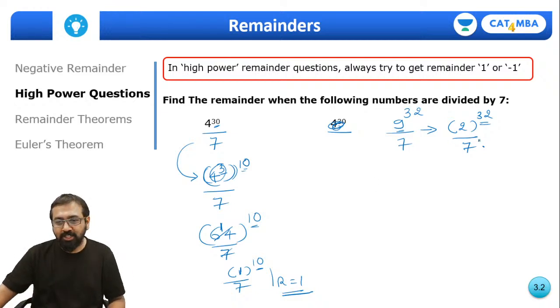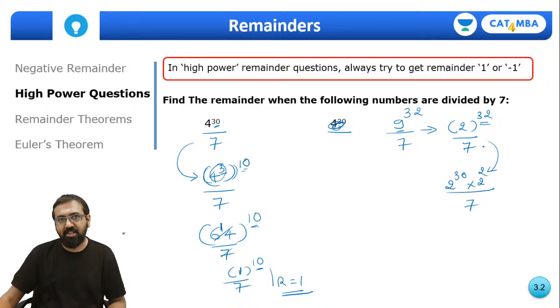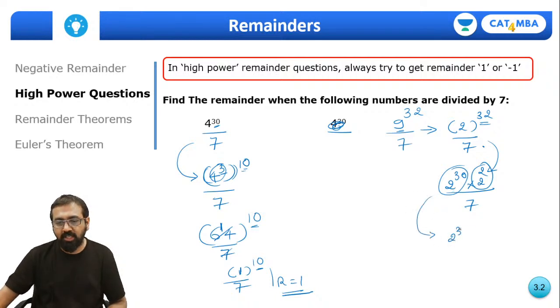So 2 raised to 32 can be written as 2 raised to 30 into 2 raised to 2. Now we need to divide this by 7, right? 2 raised to 2 is a very small number, 4, so we can put it aside for the time being. Let's focus on this 2 raised to 30 part. Now 2 raised to 30 can be written as 2 cube whole raised to 10, into this 2 raised to 2, which is 4 as it is. Now we need to divide this by 7. What is 2 cube? 2 cube is 8. 8 divided by 7, remainder is 1. 1 raised to 10, remainder is going to be 1. 1 into 4, so the final remainder will be 4.